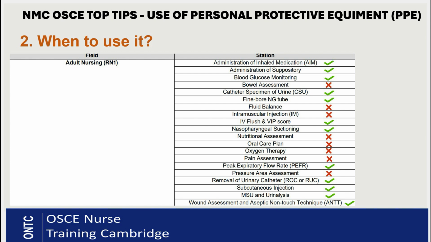Last one is wound assessment and aseptic non-touch technique, that goes within the name. It is an aseptic non-touch technique. Yes, you do need your gloves and apron on for that station, which is 20 minutes combined for wound assessment and aseptic non-touch technique. So you definitely need gloves and apron for that one. I hope that makes it quite clear in your mind where you need and where you don't need gloves and apron on. So that's fine.